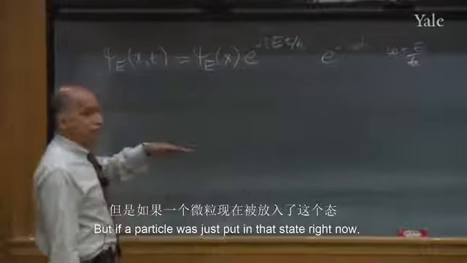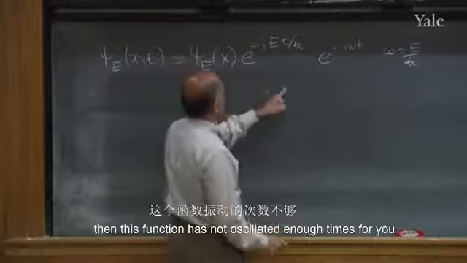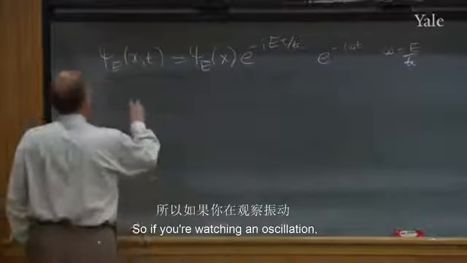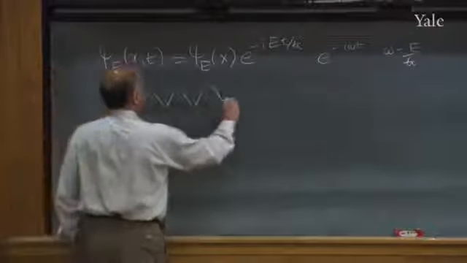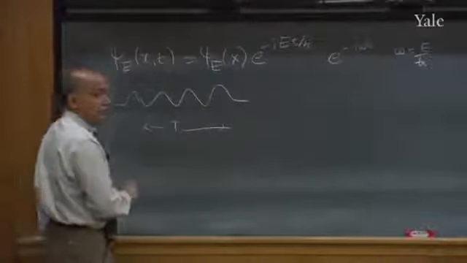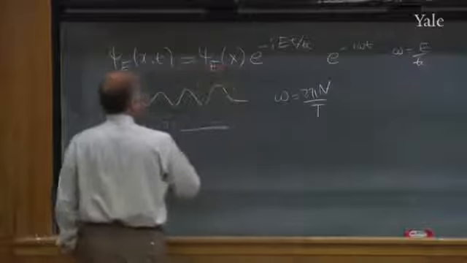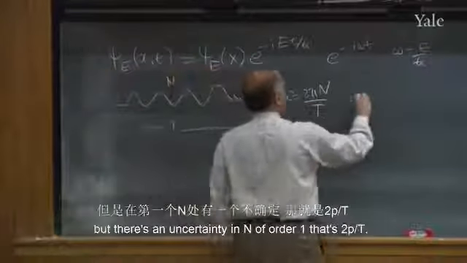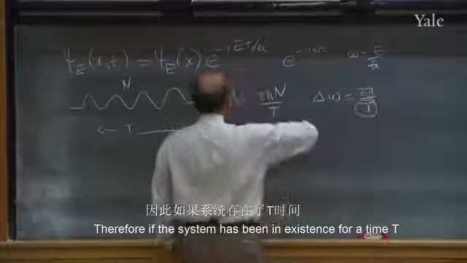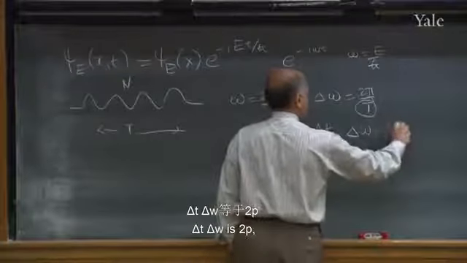But if a particle was just put in that state right now, and the wave function really does this only from t equal to 0, before that it was something else, then this function has not oscillated enough times for you to define its time period. If you're watching an oscillation in time, and you ask what's the time period of oscillation, if it extends over a certain time t, the phase omega is just the phase change per unit time. So it's 2 pi times the number of cycles, but there's an uncertainty in n of order 1. That's 2 pi over t. Therefore, if the system has been in existence for a time t, and I call that time delta t, that's the meaning of delta t. Delta t delta omega is 2 pi.